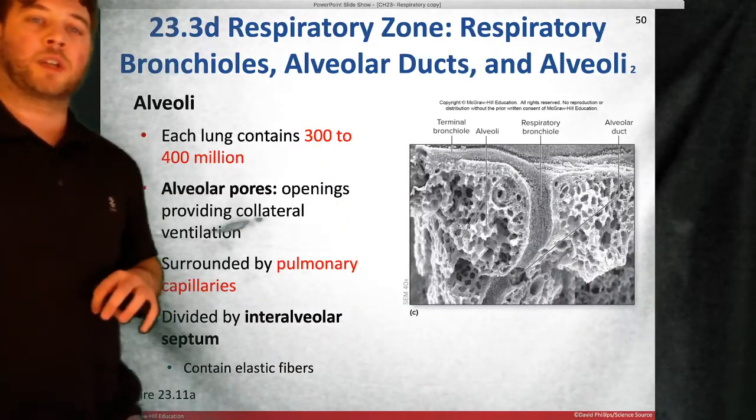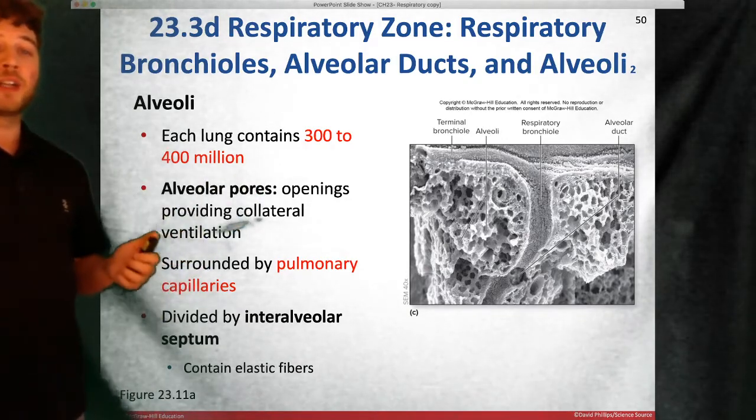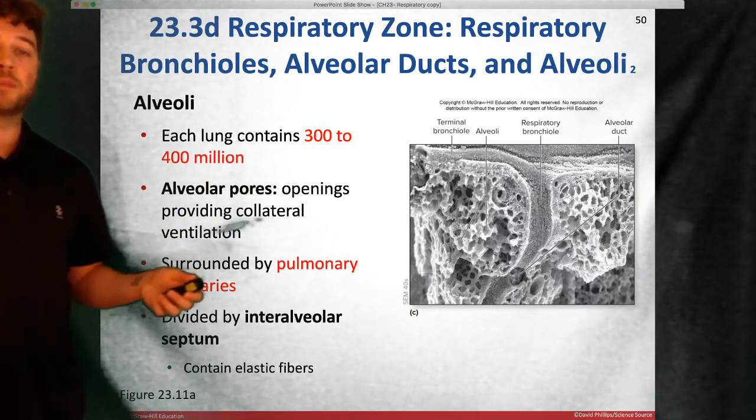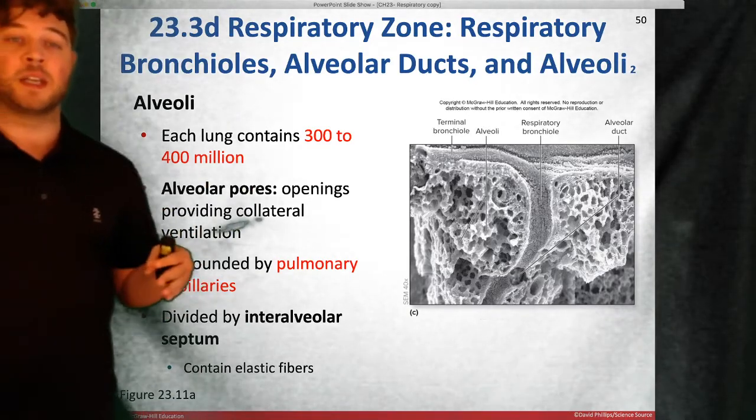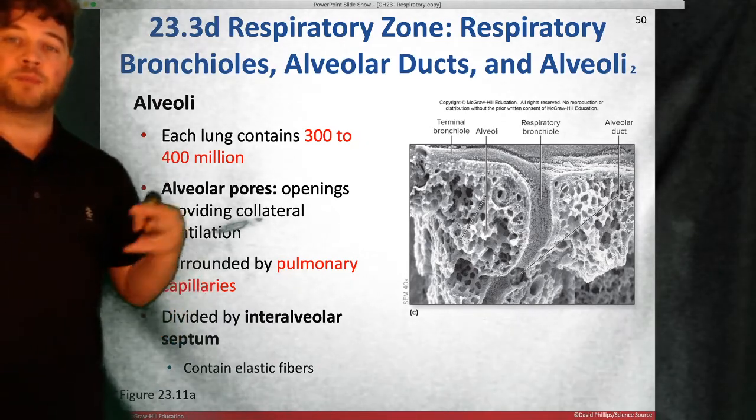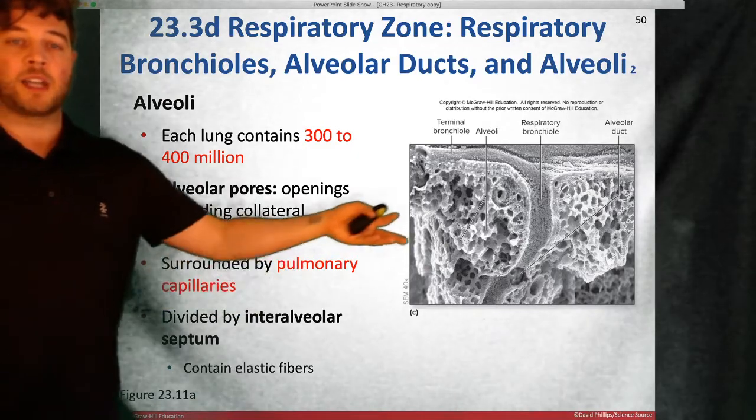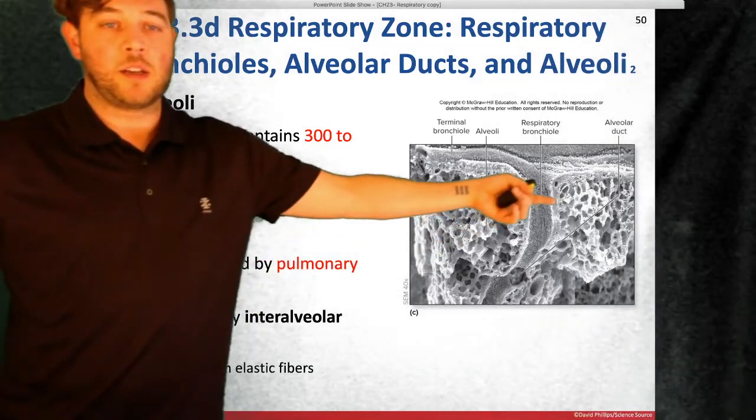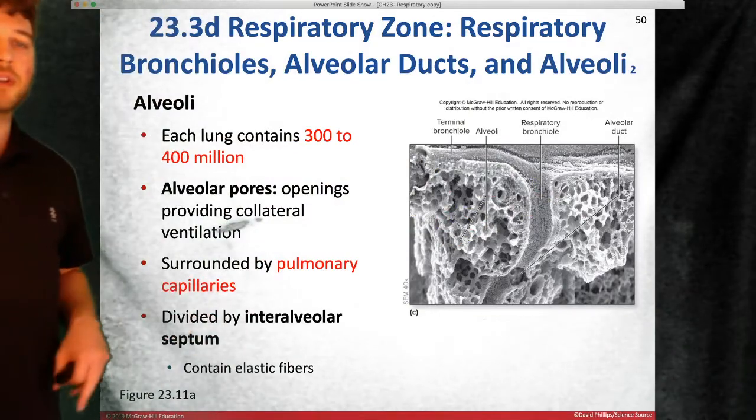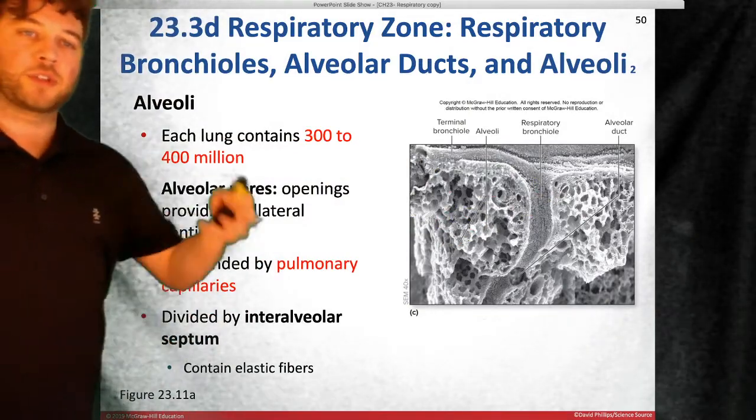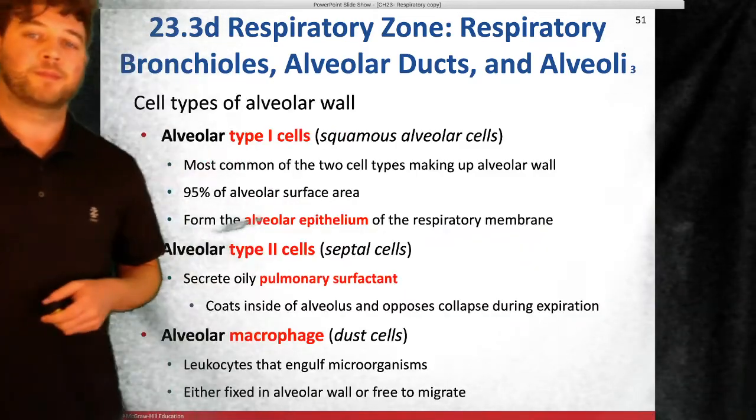Each lung contains 300 to 400 million alveoli. The pores are openings providing collateral ventilation, and the alveoli are surrounded by pulmonary capillaries. Again, those are going to be deoxygenated, trying to become oxygenated, offloading their carbon dioxide into the alveoli, which can then exhale that carbon dioxide out. They are divided by the interalveolar septum with elastic fibers, so there's a lot of constriction or shrinking and expanding that happens here.